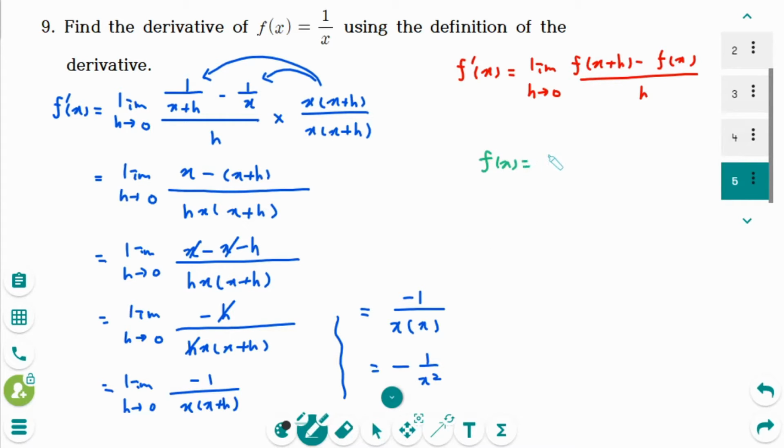f of x is 1 over x. We can rewrite as x to the power of minus 1. Then the derivative of x to the power of minus 1 equals minus 1 comes down, then x. Keep the original number, minus 1, then minus 1. So minus x to the power of minus 2, which is minus 1 over x squared. So we have the same answer.